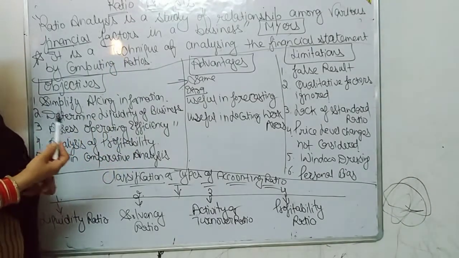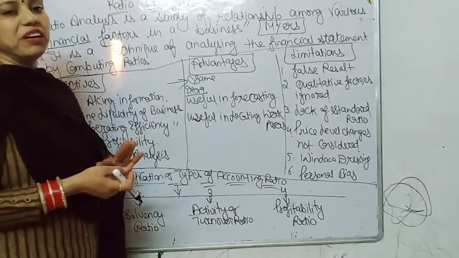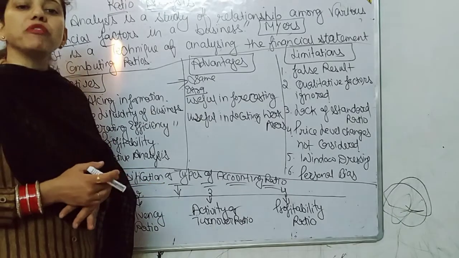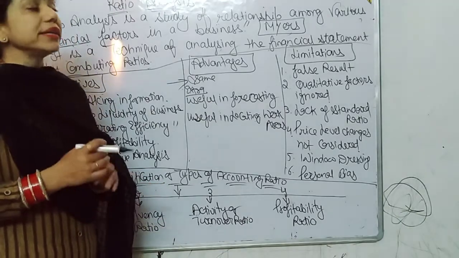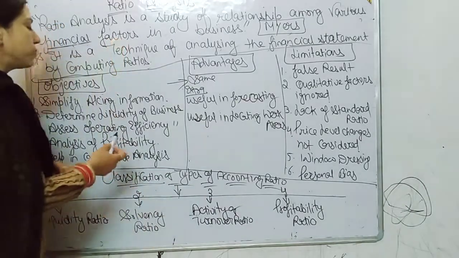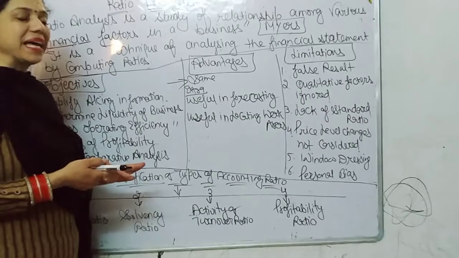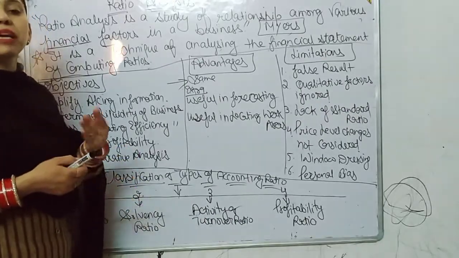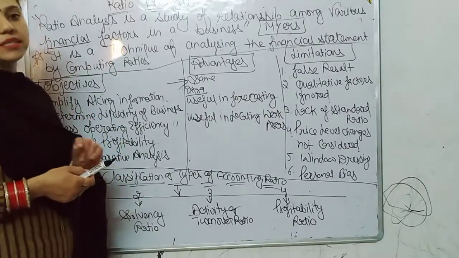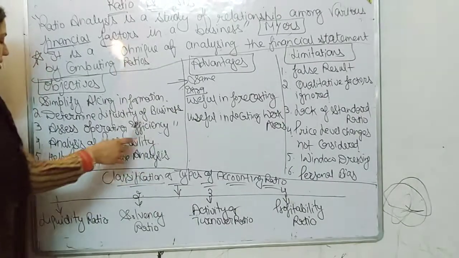Third, assess operating efficiency. Through financial statement we just get net profit, but we can't say whether this net profit is sufficient or not, whether this net profit is accurate or not. So this can be analyzed by net profit ratio: how much net profit we are gaining in comparison to our sale. It is 25%, 35%. So ratio tells us that percentage. That's why it helps in operating efficiency.